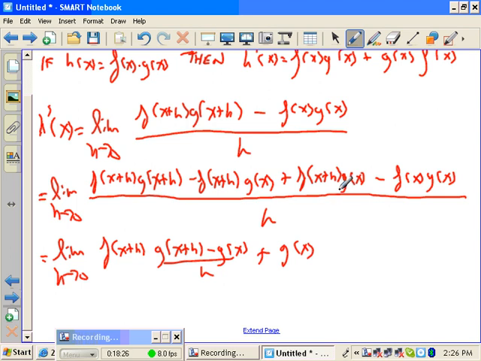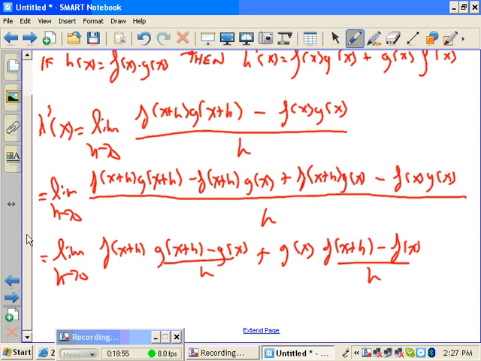Wait, hang on. Yeah, let's leave it like that. Okay. And then take out the g and what's left? f of x plus h, minus f of x over h. Well, in the limit, is this a plug-in limit? Can you plug in h as 0 here? What do you get? f of x, which is what you wanted.